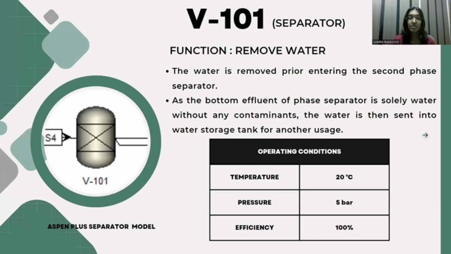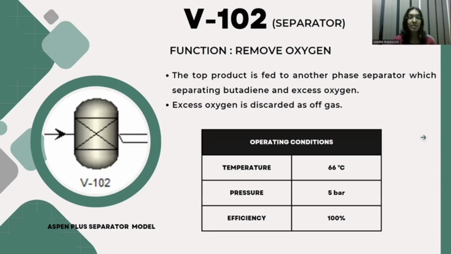The next unit is a separator, which intends to remove water. The water is removed prior to entering the second phase separator. As the bottom effluent of the phase separator is solely water without any contaminants, the water is then sent into a water storage tank for another usage. The operating condition for this water separator unit is 20 degrees Celsius and 5 bar, and the efficiency is 100%.